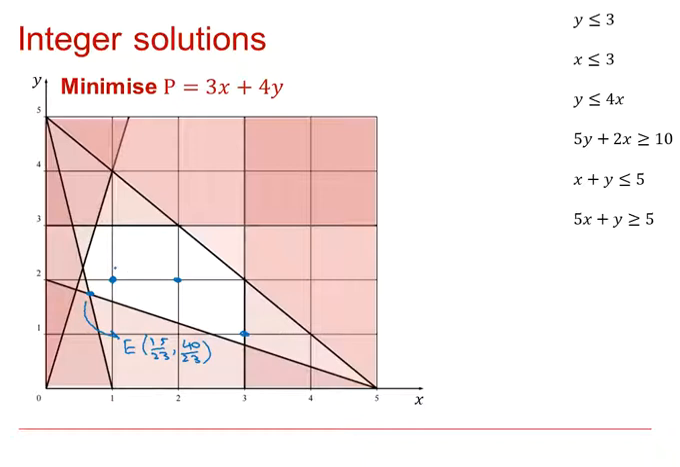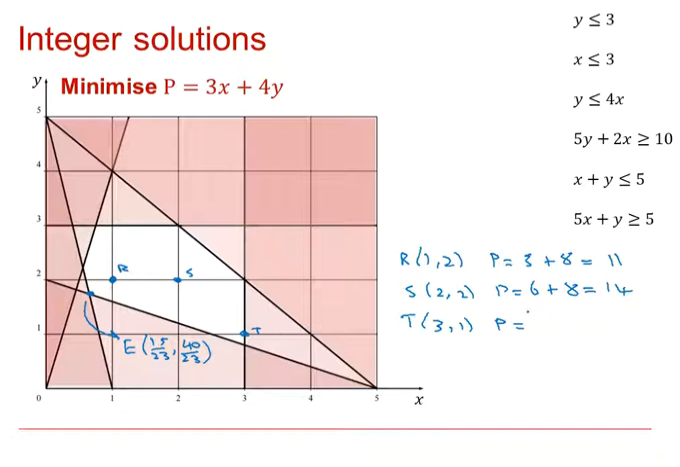So if we call them R, S, T, we've got R, which is the point (1, 2), and P would be 3 times the x coordinate, that's 3, plus 4 times the y coordinate, so that would give us 11. We've got S, which is the point (2, 2), so P is 3 times the x coordinate, which is 6, plus 4 times the y coordinate, which is 8, gives me 14. And I would also be checking T, which is the point (3, 1). So P there is 3 times the x coordinate plus 4 times the y coordinate.